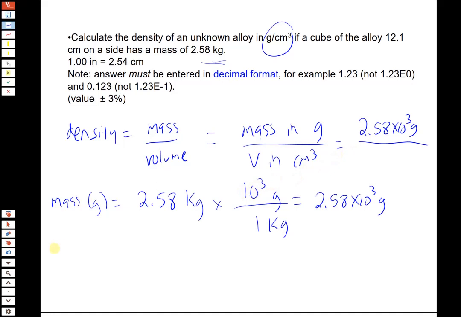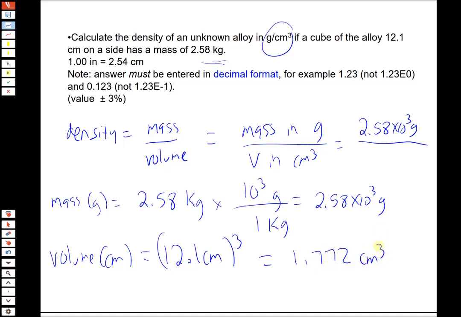And then finally, the volume in centimeters cubed. You have to remember from high school geometry that if you have a cube, the volume is just the side length cubed, to the third power. And so it's going to be 12.1 centimeters cubed to get the volume of a cube with that dimension. And so when we multiply that out, we get 1,772, rounding a little bit.